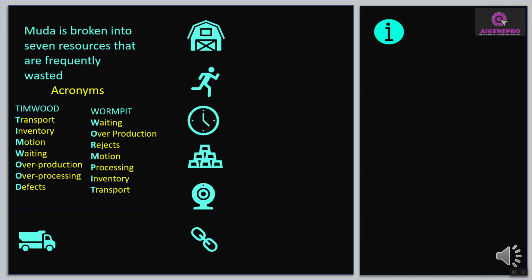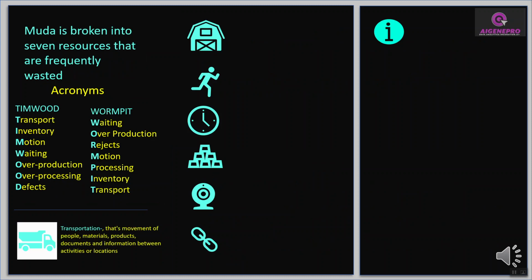There are 2 acronyms which are used to define the 7 deadly sins or the 7 deadly wastes: TIMWOOD and WORMPIT. TIMWOOD is the most widely used. T is for transportation, I for inventory, M for motion, W for waiting, O for overproduction, O for overprocessing, and finally D for defects. Now, let's look at each one in more detail. Transportation: that's movement of people, materials, products and documents between activities or locations. Transportation is a cost that adds no value to the product but increases the risk of a product being damaged, lost or delayed. All the top 10 organizations of the world have implemented Lean in a highly effective way. There are great case studies on how Dell and Walmart have implemented just-in-time manufacturing and completely eliminated the cost of transportation and inventory. We will be discussing both the case studies in an upcoming course.